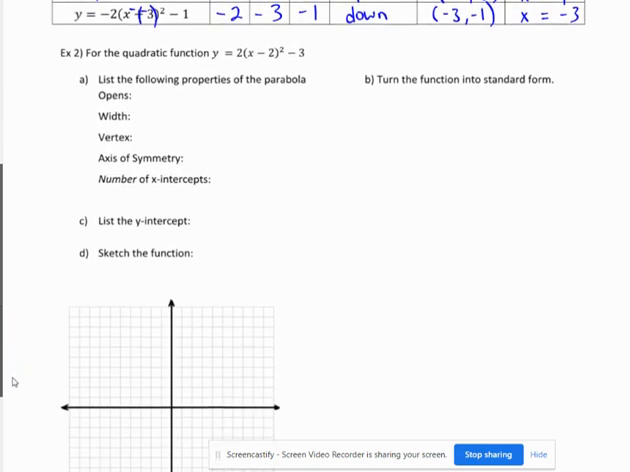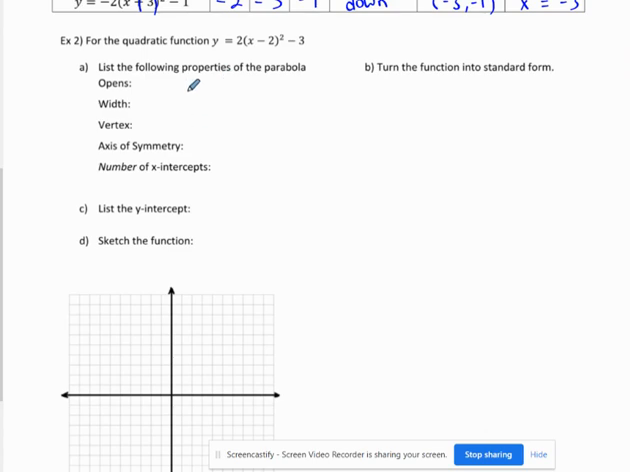Right. Now, for this quadratic function, we are going to list the following properties, just like we did up here, and then we're going to take those properties and use them to sketch. Okay, so first it opens right here. So this is a positive value, so it will open up. Its width, since it's a 2, is going to be a little narrower. Okay, the vertex is going to be at +2, -3. Okay, the equation of my axis of symmetry is going to be at x equals 2.